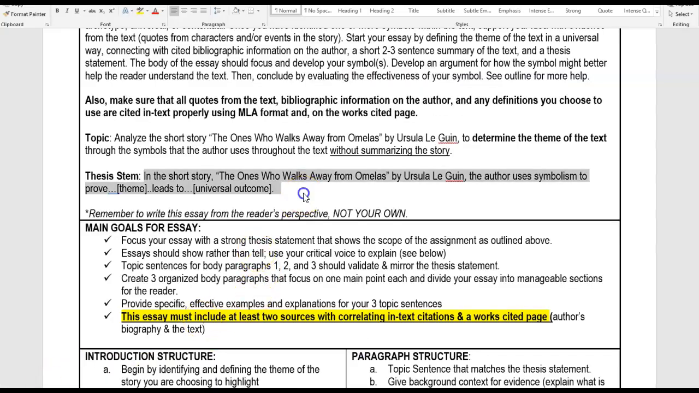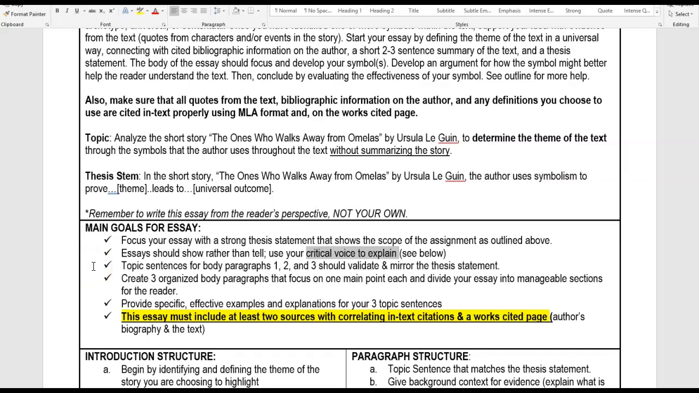Back to the description sheet. Your focus for your essay should be a strong thesis statement that shows the scope of the assignment as outlined above. Essay should show rather than tell. Make sure you're using your critical voice to explain. You should never say, "This essay will." In fact, you should never use the word essay in your essay. We are collegiate writers. We want to use our formal critical voice to be explaining our stance.